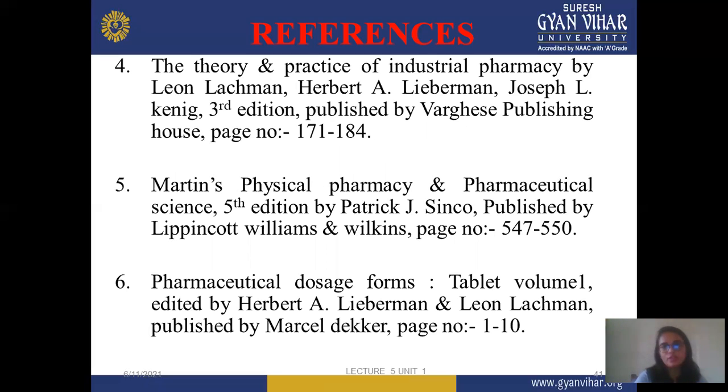The next reference is The Theory and Practice of Industrial Pharmacy by Leon Lachman, Herbert A. Lieberman, Joseph L. Kanig, third edition, published by Lea & Febiger, page number 171 to 184. And next is Martin's Physical Pharmacy and Pharmaceutical Sciences, fifth edition by Patrick J. Sinko, published by Lippincott Williams & Wilkins, page number 547 to 550. And the next reference is Pharmaceutical Dosage Forms: Tablets, Volume 1, edited by Herbert A. Lieberman, Leon Lachman, published by Marcel Dekker, page number 1 to 10.